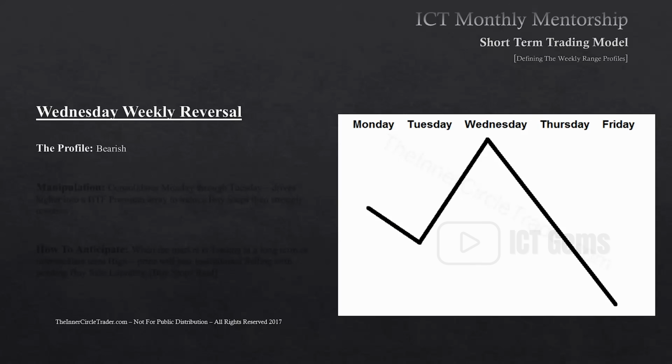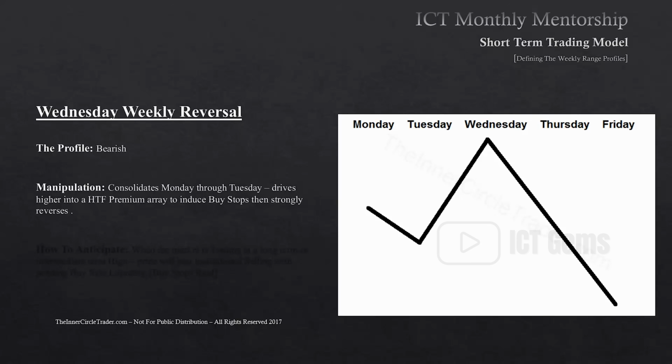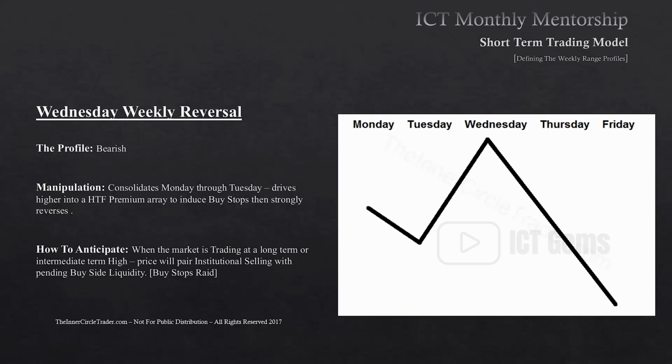Wednesday weekly reversal, profile bearish. You're already expecting lower prices. The manipulation you're expecting is when price is consolidating Monday through Tuesday and it drives higher into a higher time frame premium array to induce buy stops, then strongly reverses. How to anticipate this? When the market is trading at a long-term or intermediate-term high, price will pair institutional selling with pending buy-side liquidity, or as otherwise known, a buy stop raid.